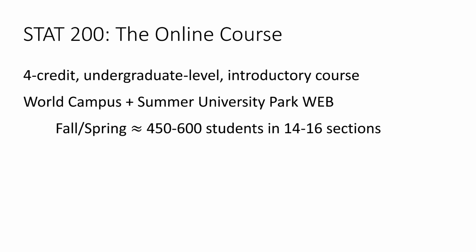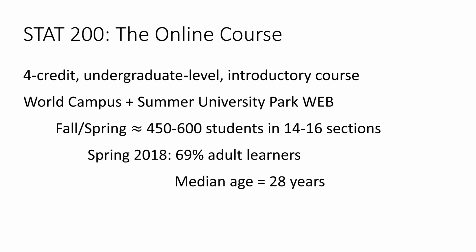In the fall and spring semesters, we typically have 450 to 600 students enrolled across 14 to 16 sections. Summers tend to be larger because of the University Park web offerings. Last semester, 69% of our online students identified as adult learners, with a median age of 28 years.